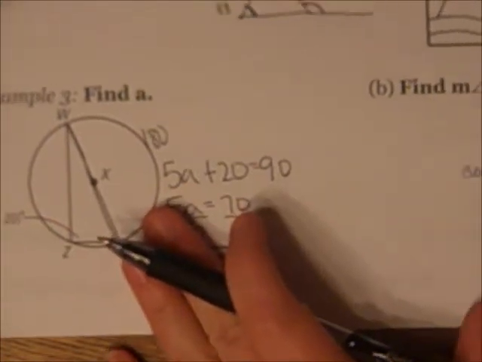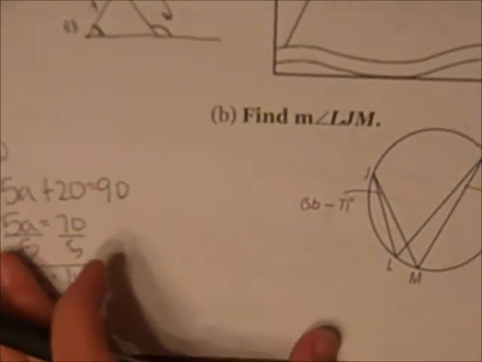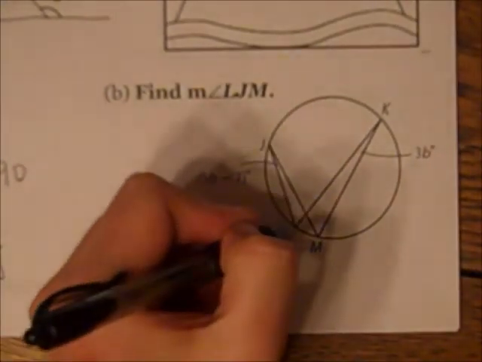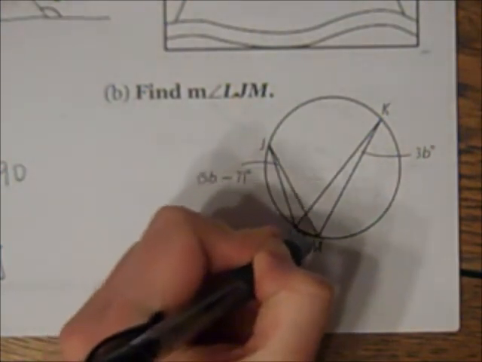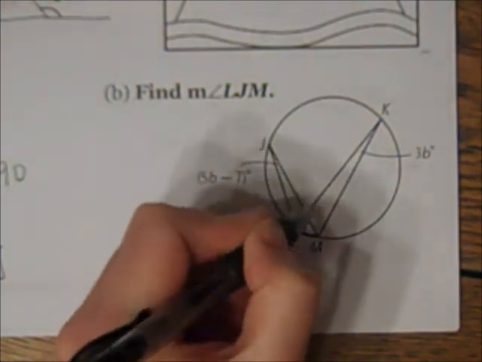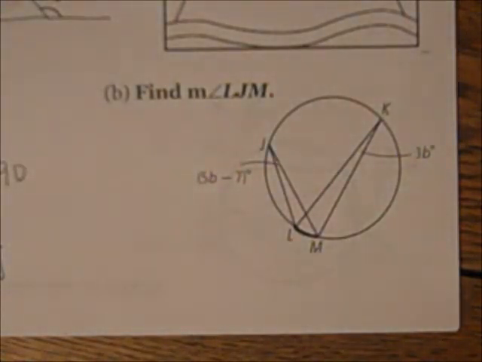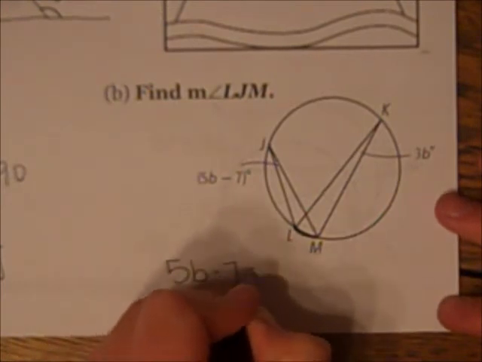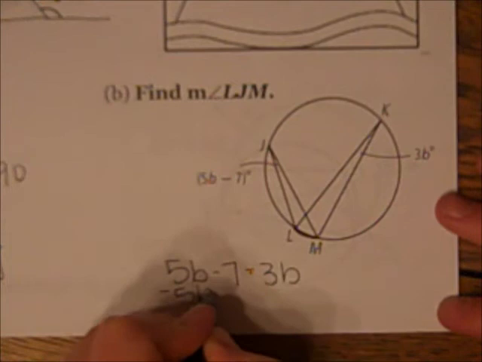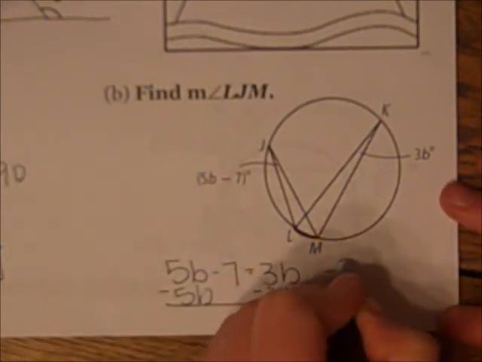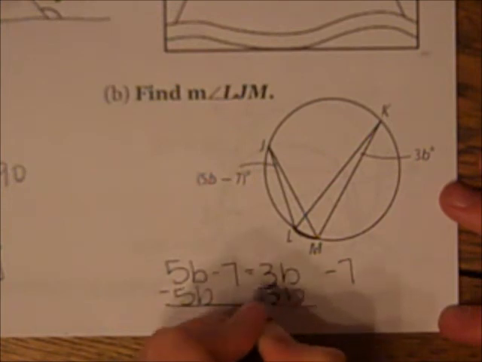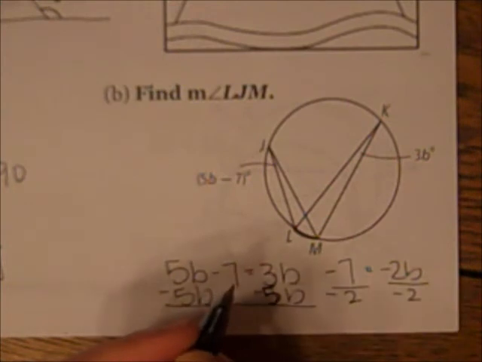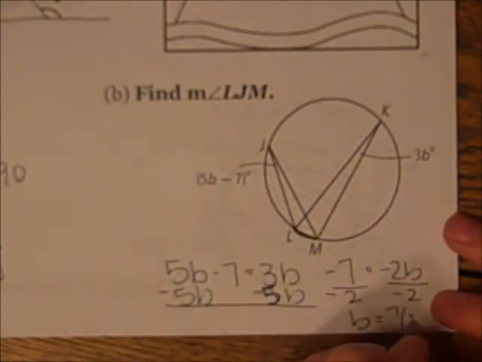Okay. This one, example B, actually goes off that same corollary, because angle LJM, arc LM subtends that angle, and it subtends this angle. So if they go to the same arc, then those two angles have to be congruent. So 5b minus 7 has to equal 3b. So negative 7, whoopsies, negative 7 is equal to negative 2b. So b is equal to 7/2.